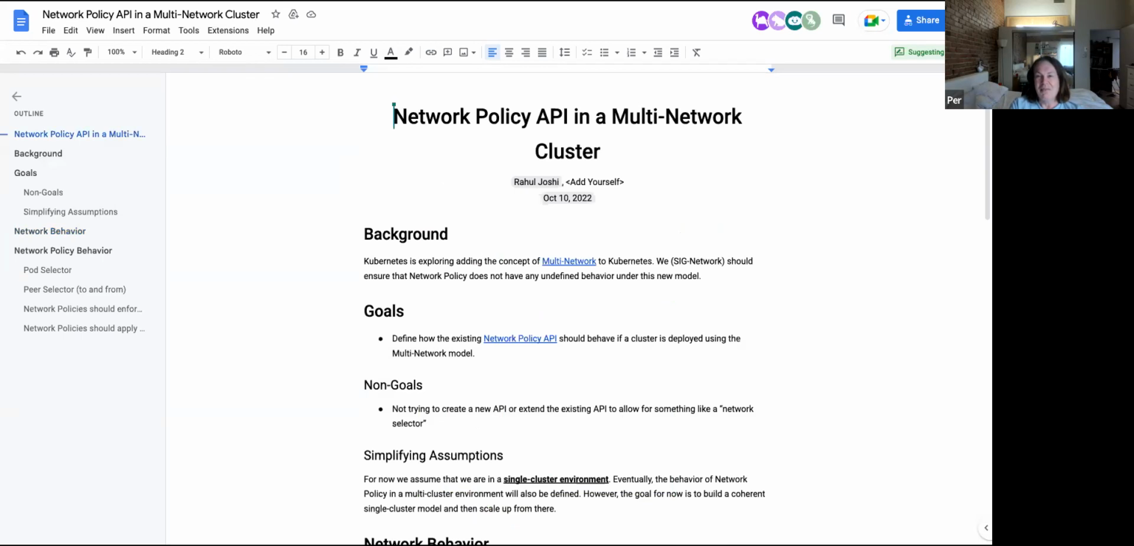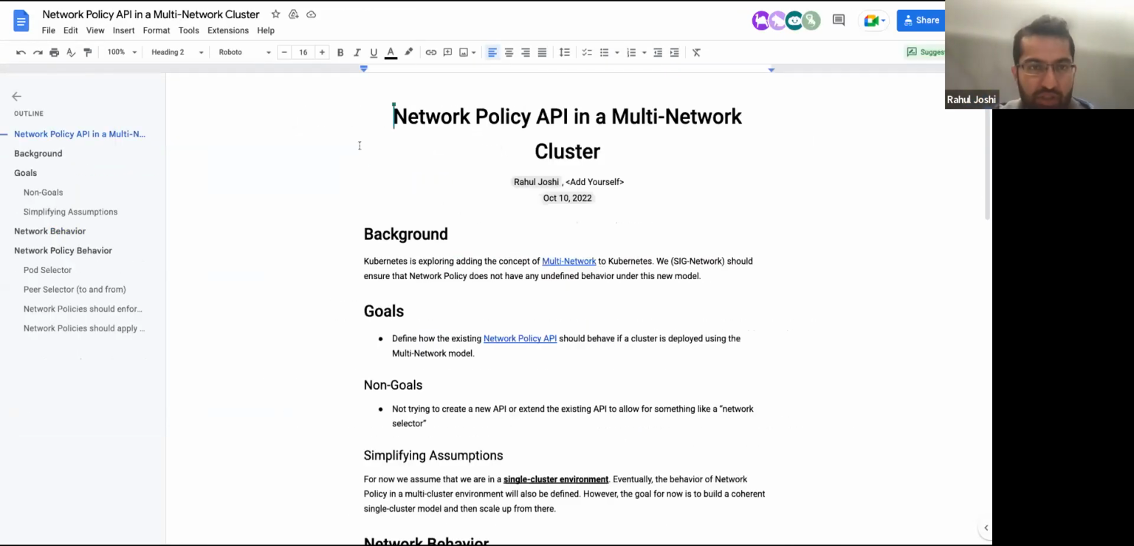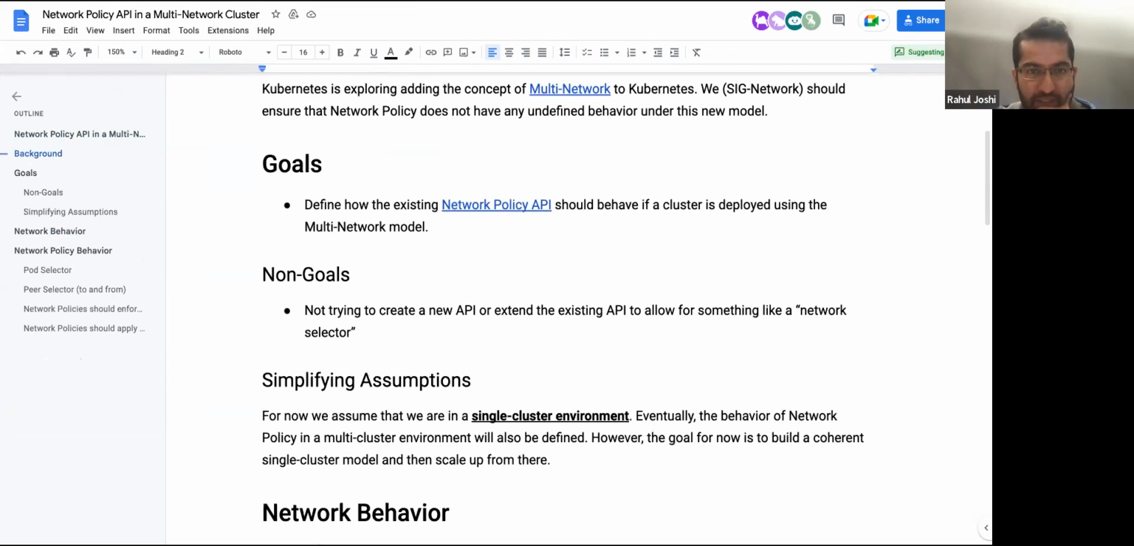Can you guys see my screen? Yep. Okay, so this is what I was playing around with. The things I want to talk about today: I'm not trying to talk about extending the API. We just want to talk about what the existing API does. For now, we're going to pretend we're single cluster only to keep matters tractable. We'll have to deal with multi-cluster eventually, but I'm hoping we can tackle that one bite at a time.